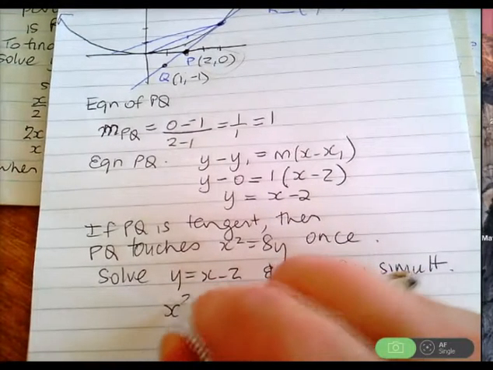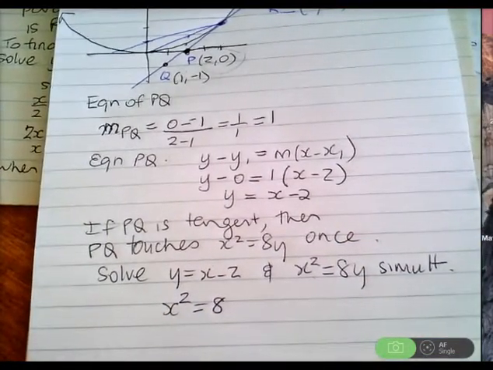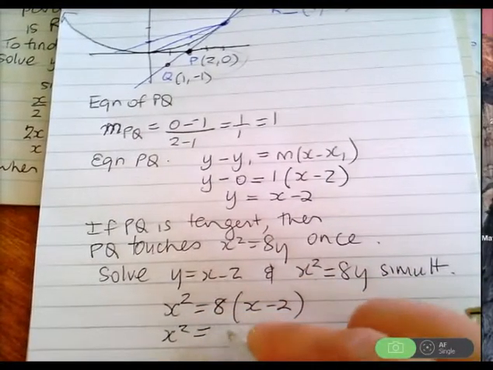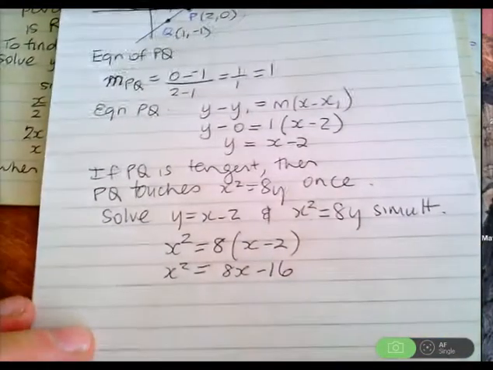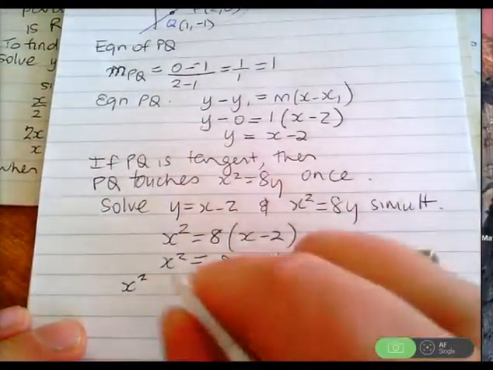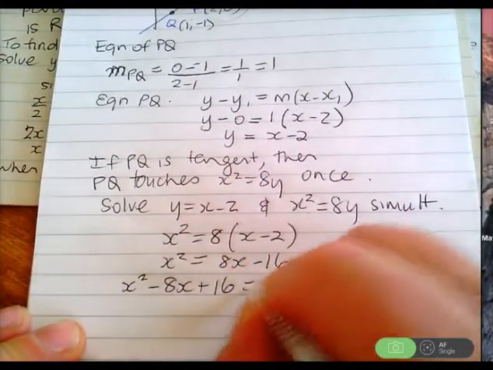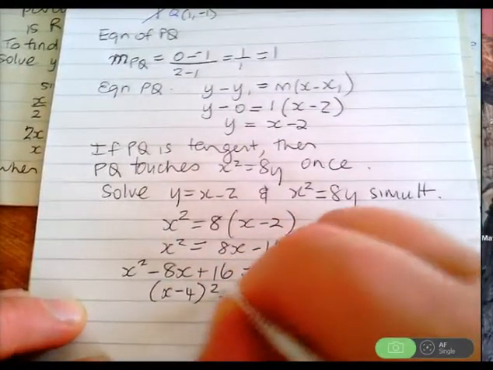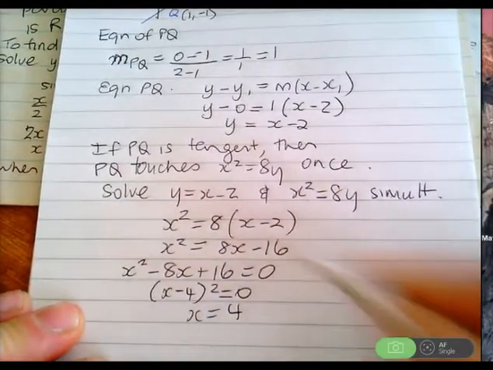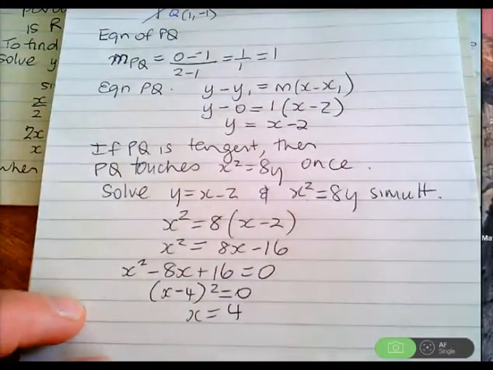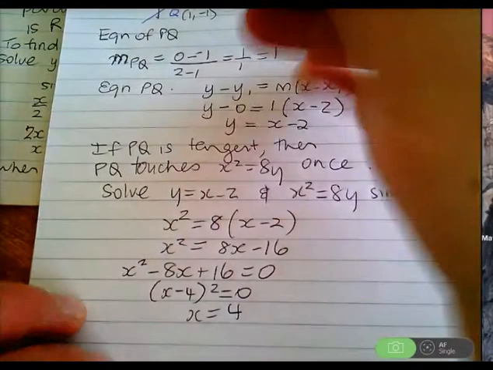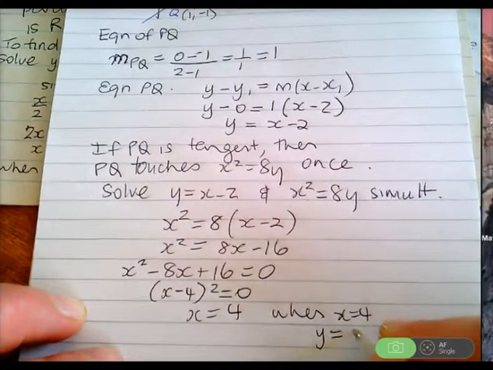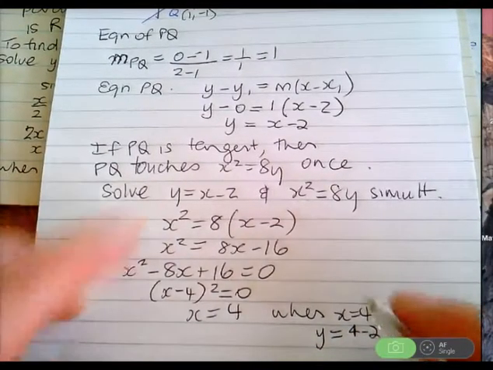Why don't we just get x squared is 8 by substitution, girls? Bracket x minus 2. X squared is 8x minus 16. How do we solve that? Bring it all over to the left. Perfect square. X is 4. We already know that it touches. We've already drawn it. And when x is 4, what's y?